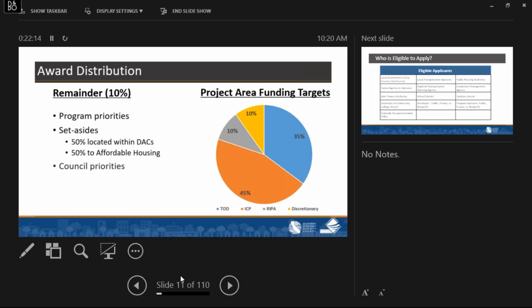These are to help meet any program priorities. Importantly, to meet any statutory set-asides. So we have 2 statutory set-asides within the program. 50% of our funds must be located within disadvantaged communities and 50% must go towards affordable housing. And then any priorities of the council themselves, whether they see any projects that fit a specific criteria that they would like to fund that hasn't been included in that initial 90%.